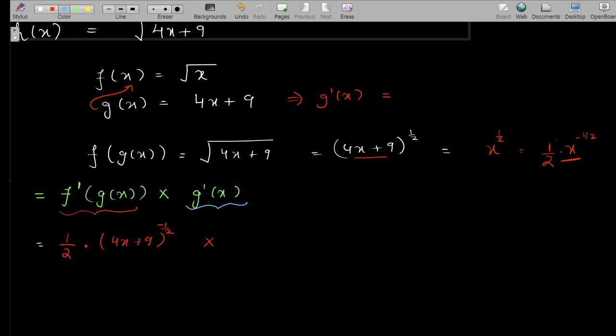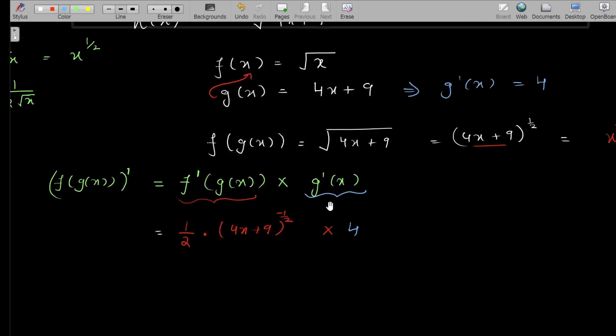So I have to find the derivative of 4x plus 9. Yes, so that is 4. It wouldn't just be 4? Just 4, yes. So the derivative of g(x) will be just 4. So whatever you got, you multiply that by the derivative of g(x), and this is your answer. Now you can simplify this.